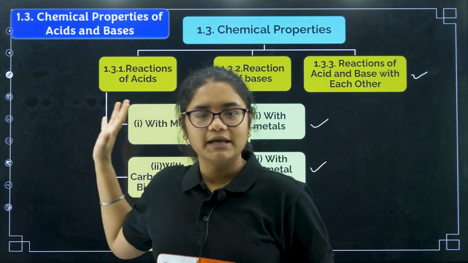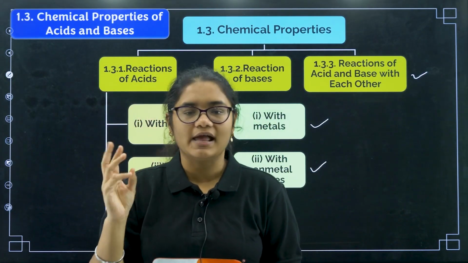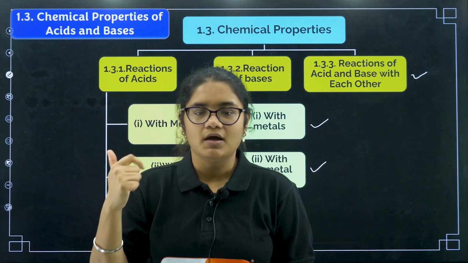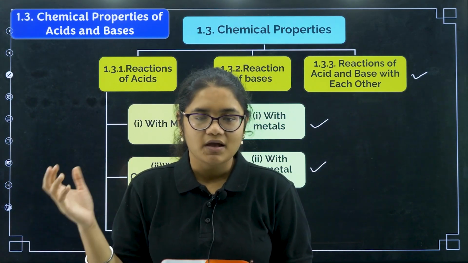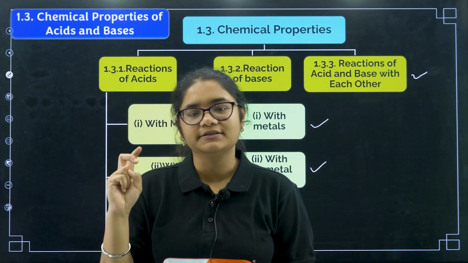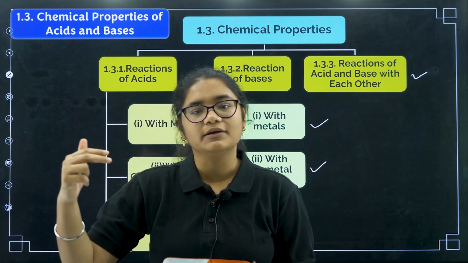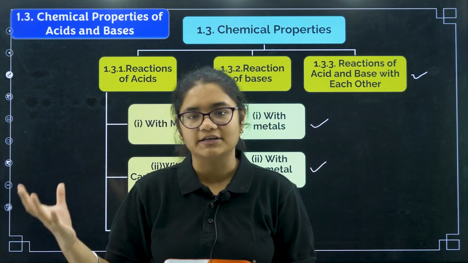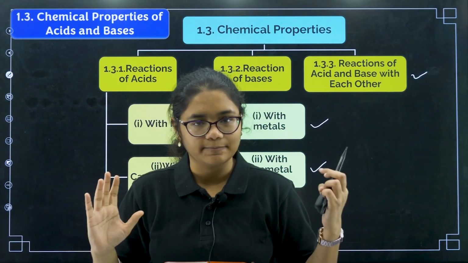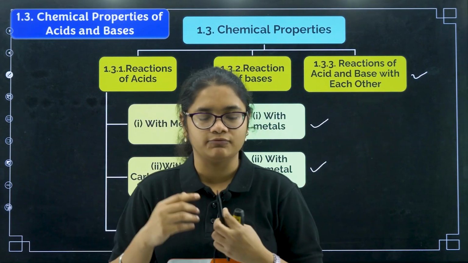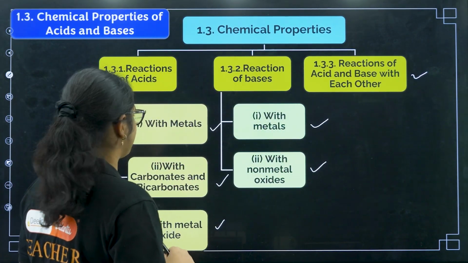This is a very important table, you need to remember this. For acids, three reactions we will study: with metals, with carbonates and bicarbonates, and with metallic oxides. For bases we will study two reactions: with metals and with non-metallic oxides. Then the third type is the reaction between one acid and one base, how they will react with each other. Clear students? Now let us move forward and see the reactions of acids.